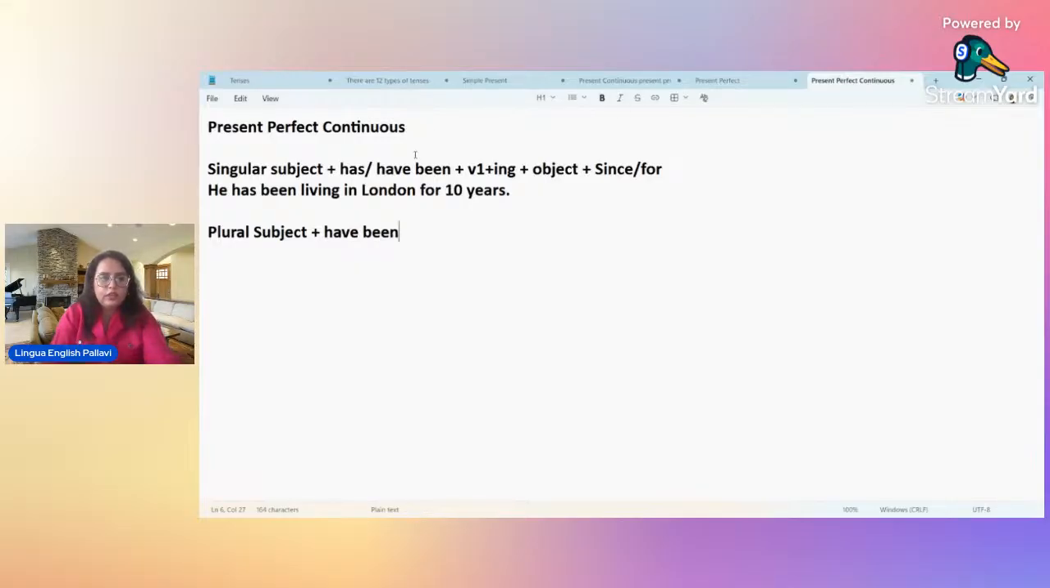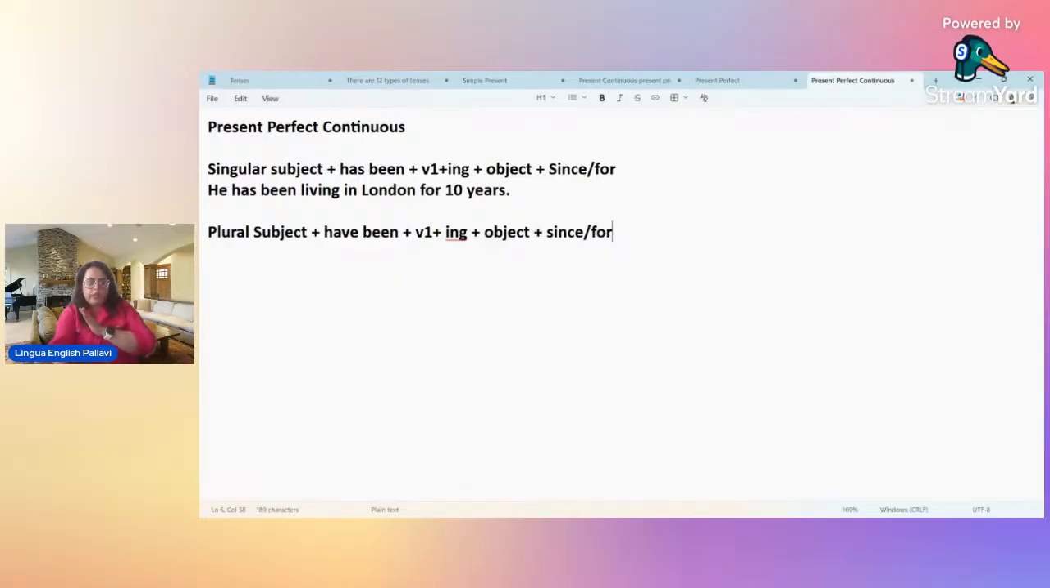And here with singular subject, we use has been. So plural subject plus have been plus v1 plus ing plus object plus since or for. Okay, so with singular subject we are going to use has, and with plural subject we are going to use have.